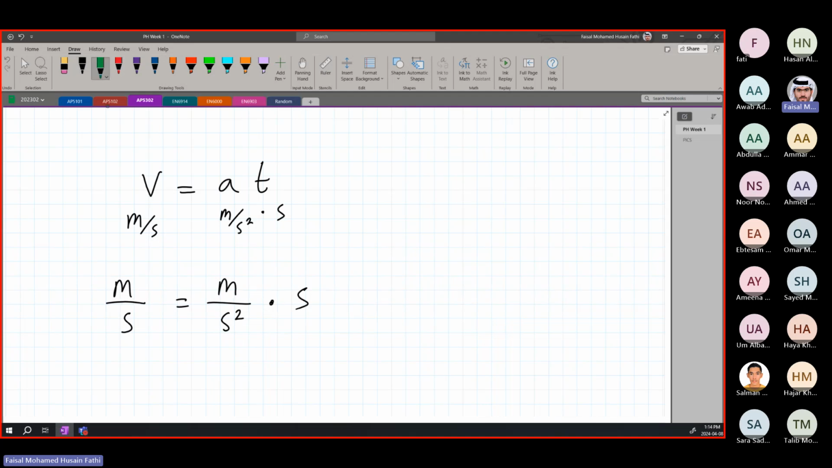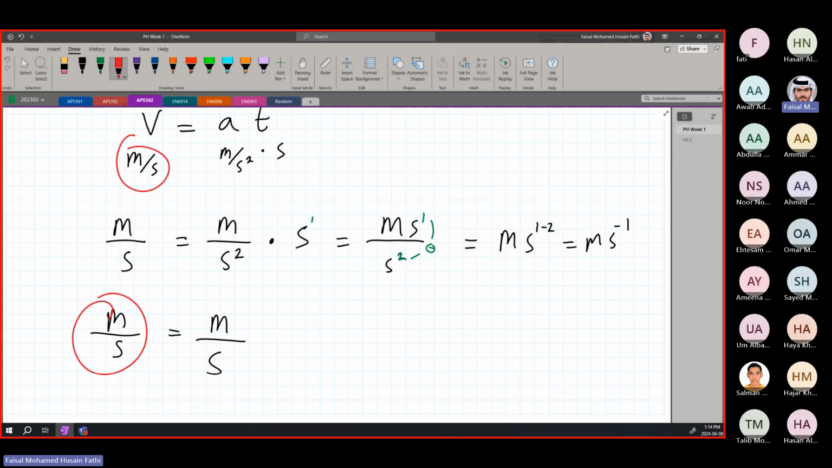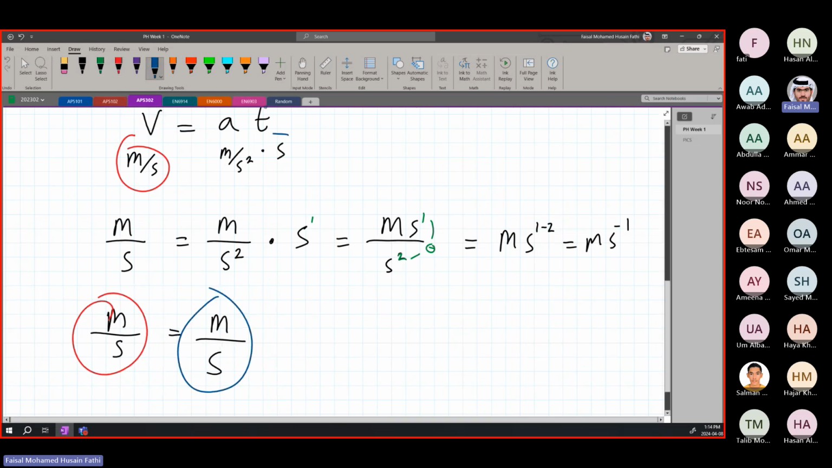And if you remember from math, this is power 1, this is power 2. So this is simply equal to meter second over second squared. Again, power 1, power 2, so you do 1 minus 2. What remains is meter second to the power 1 minus 2, which is meter second minus 1. What does that mean? It means the meters per second of velocity is equal to meter second minus 1, which is meter per second, of acceleration times time.